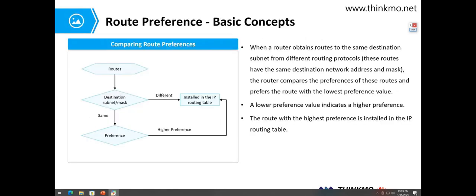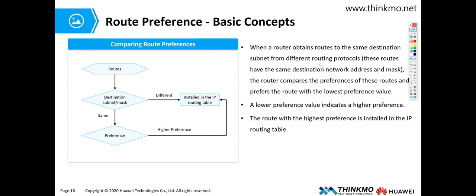Here, when our router learns the same subnet through different routing protocols, if these routes have the same destination network segment and wildcard mask, then our router will first compare the priority of these protocols and routes and select the path with the lowest routing priority. Whichever has the lowest priority will be selected first, meaning the smaller the better. Ultimately, the best one is placed in our routing table.